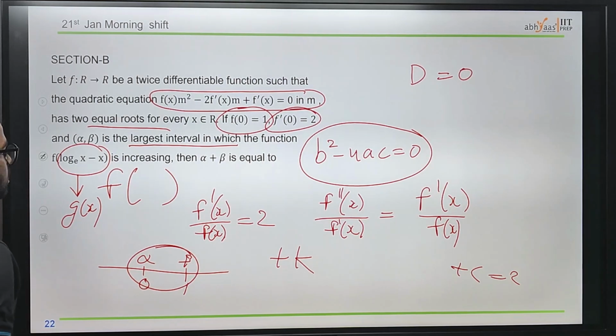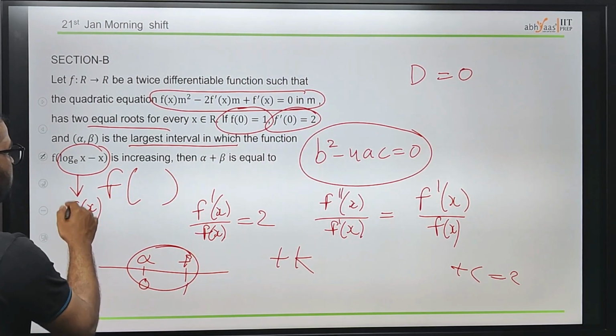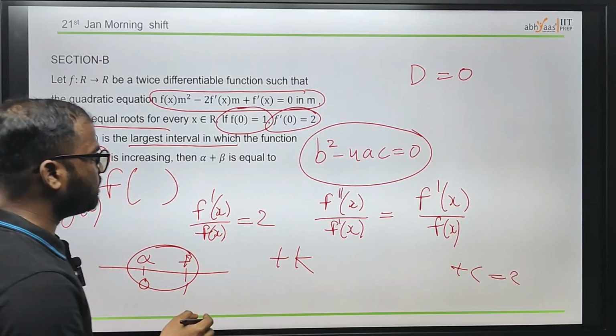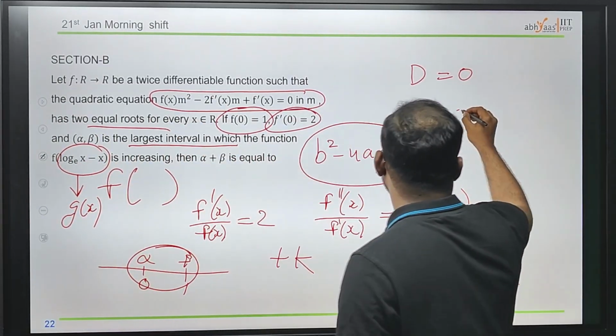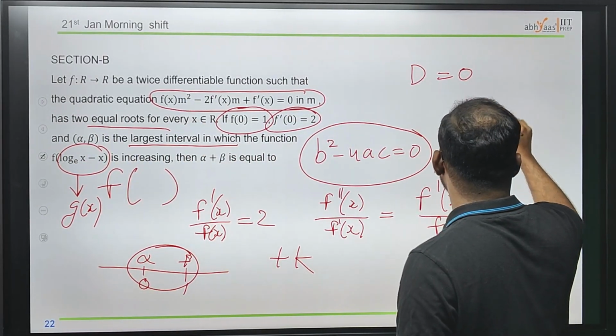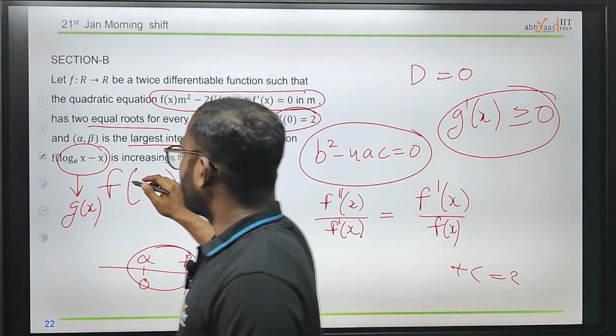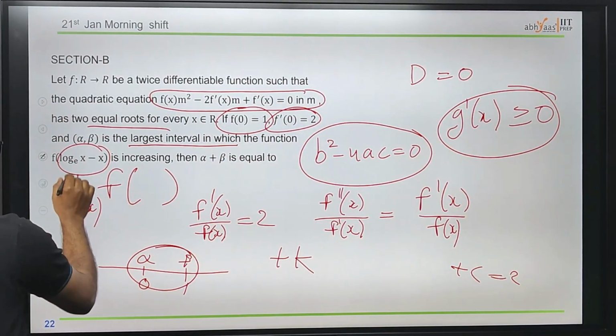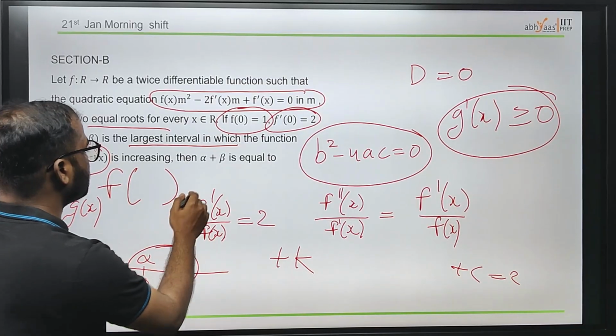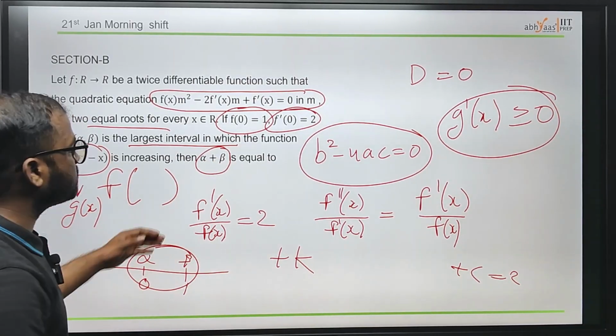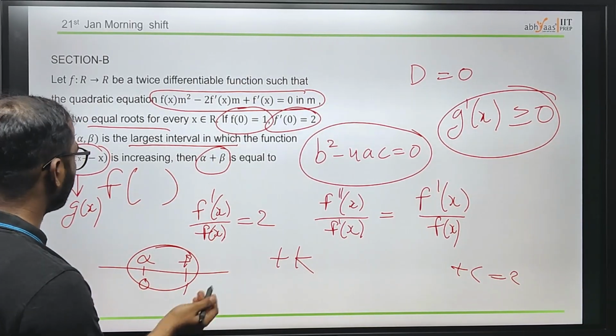Since it is increasing, in order to find when it is increasing, the largest interval will always be g dash of x greater than or equal to 0. Just do the differentiation of g, like this log e x minus x, you can easily find the alpha and beta, and after that just substitute alpha and beta, you can easily find the answer.